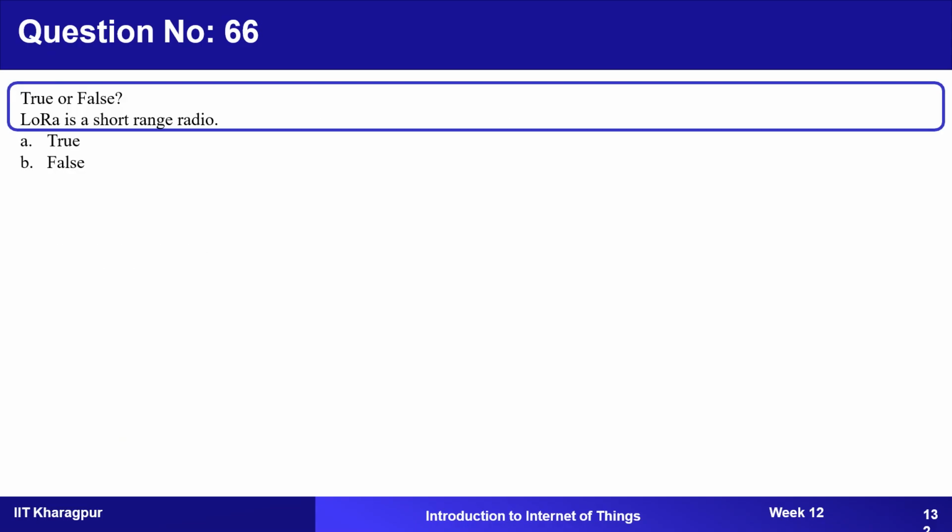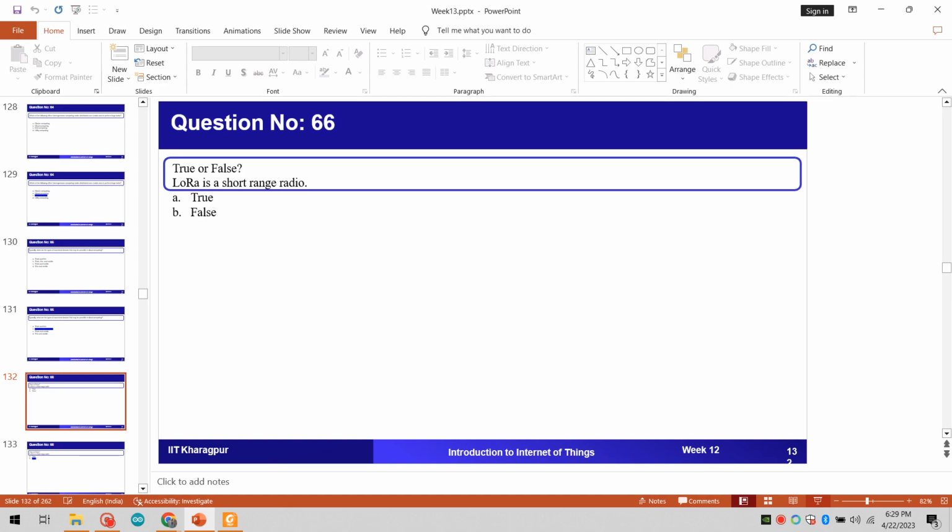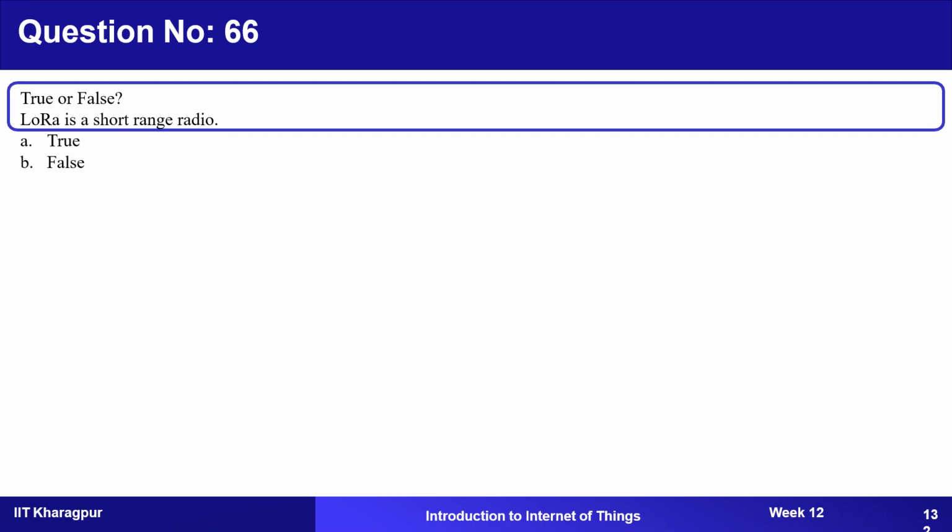Next question is true or false? LoRa is a short range radio. Yes, true. Read the statement properly. LoRa is a short range radio. Oh, false. In the full form of LoRa itself, it is long. So how can it be short range? So this statement is false.